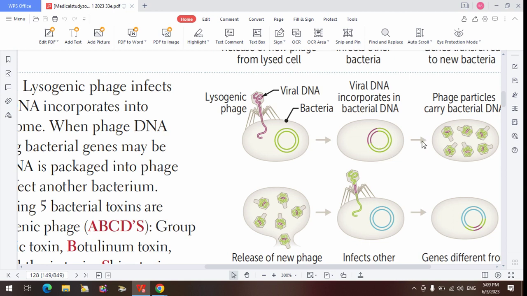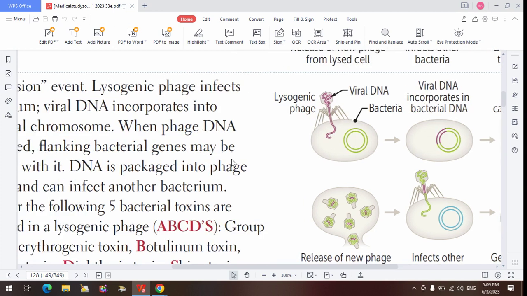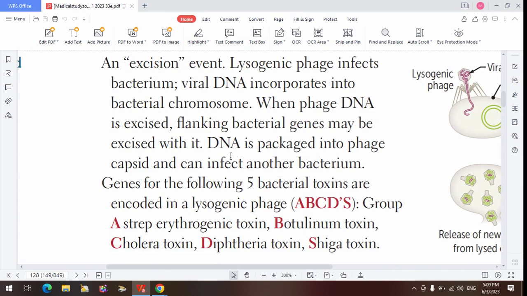incorporating into plasmid. Normally, it should just excise its own DNA, replicate it, convert it to protein, and move and form a new phage that contains its own DNA. But in some situations, you look at this statement here: when the phage DNA is excised, flanking bacterial genes may be excised with it.